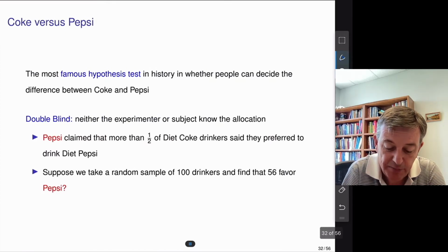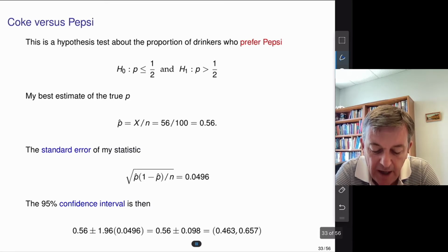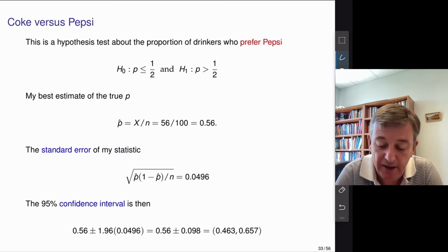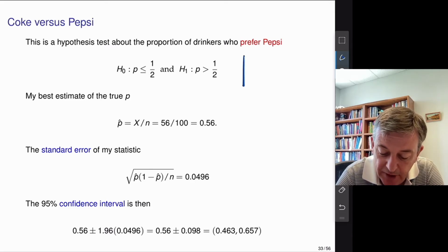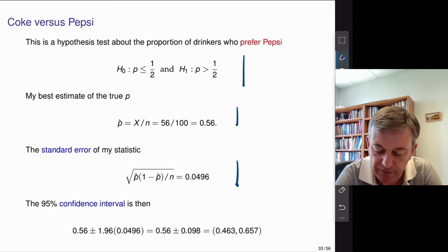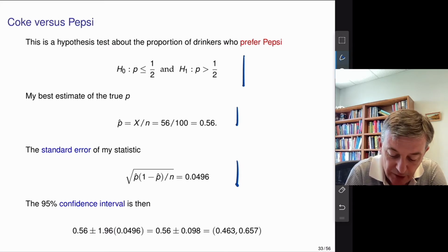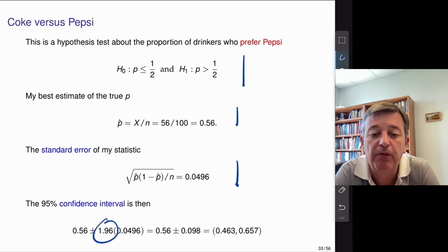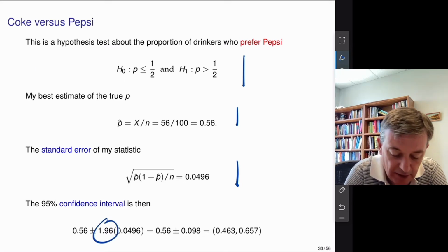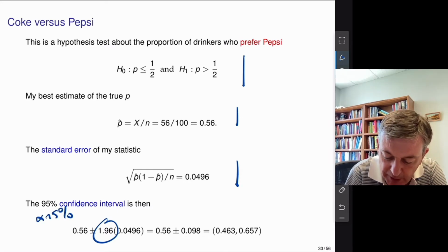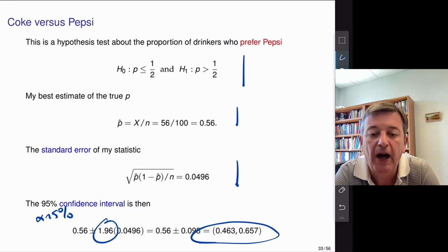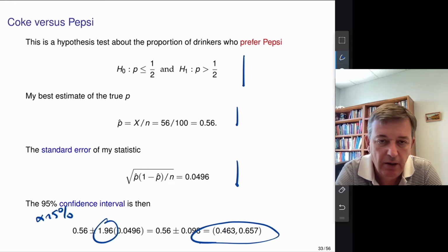Okay, there's my Coke Pepsi example again. Let me do confidence intervals for Coke Pepsi. Set it up as a hypothesis test. There's my p hat. There's my standard deviation of p hat. And if I go at the 95% level, or an alpha of 5%, we've talked about it before, I get a very wide interval because my sample size is small.